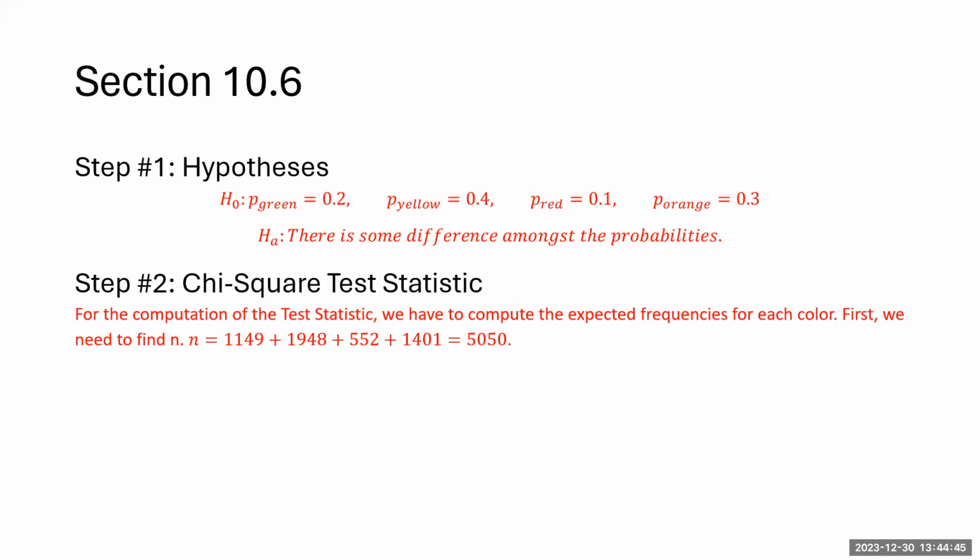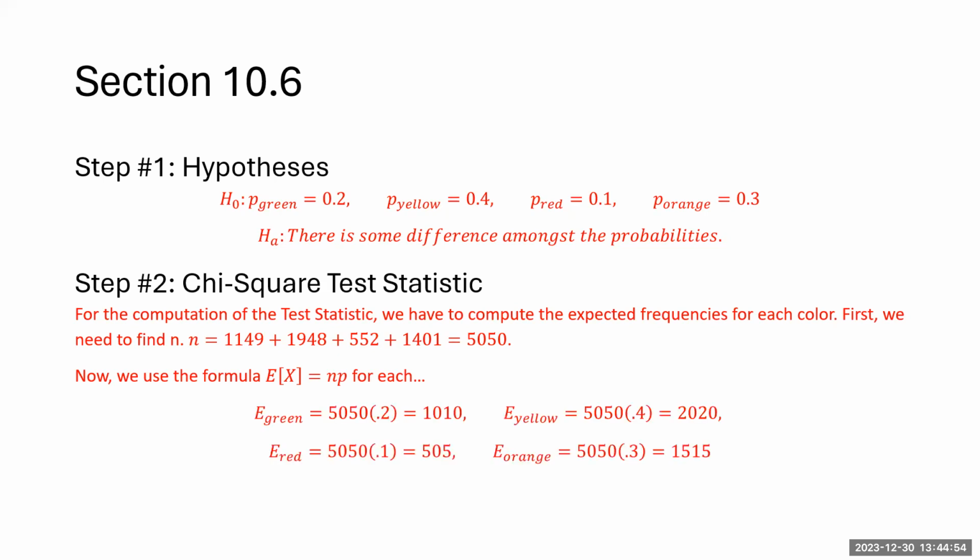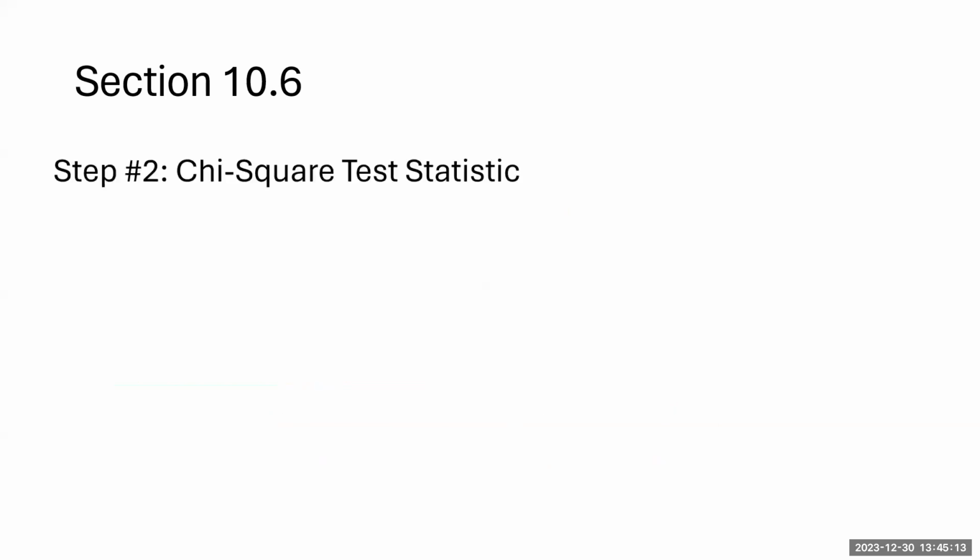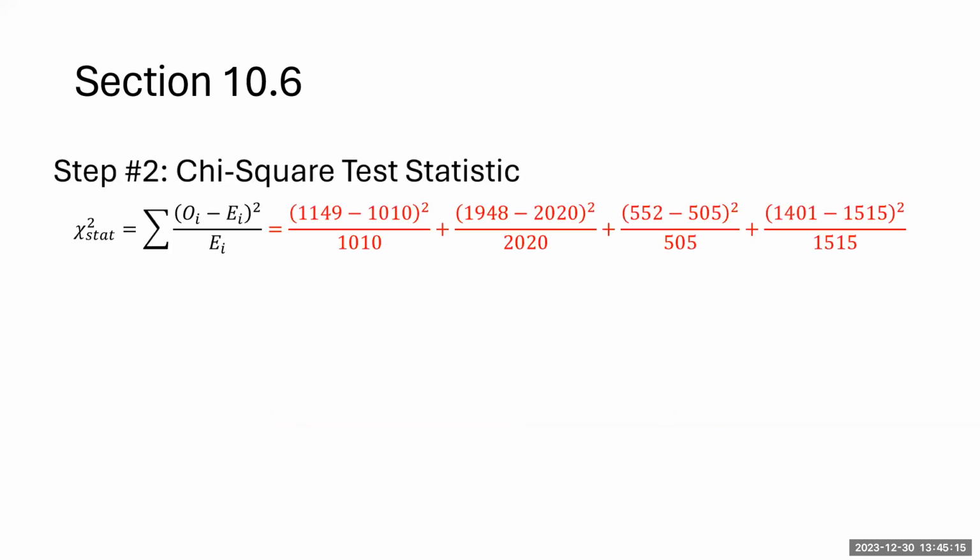So the first thing we need to do is find n, which I've done for you, is 5,050. And now we need to use the expected count formula, n times p, for each of them. So there they are. The expected count for green is 1010, for red is 505, yellow and orange are listed there. So when we compute the test statistic, you need to make sure that you match the observed count with its correct expected count. Very, very important.